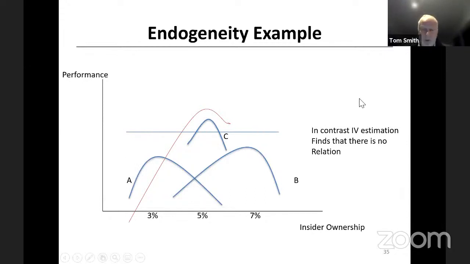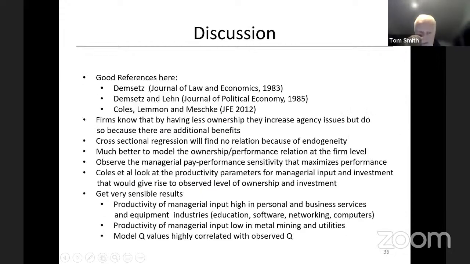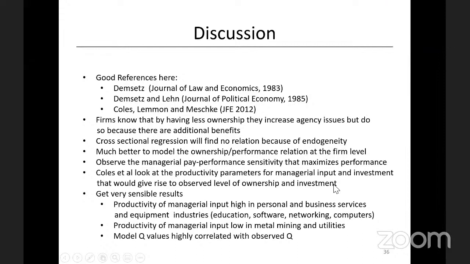So there are really, really good references here, these articles by Demsetz in the Journal of Law and Economics and the Journal of Political Economy. And there's a really good paper by Coles, Lemmon, and Meschke in the Journal of Financial Economics. But what they did was they studied the managerial pay performance issue at the molecular level. They looked at the productivity parameters for managerial input and investment that would give rise to the observed level of ownership and investment. That is, they just used a simple Cobb-Douglas production function.